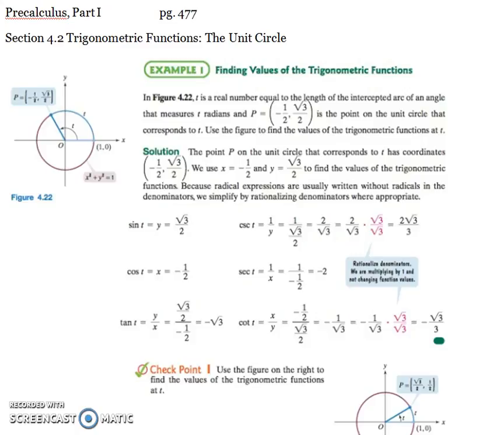Pre-calculus Part 1, Section 4.2, Trig Functions, the unit circle. Example 1 on page 477, finding values of the trigonometric functions.